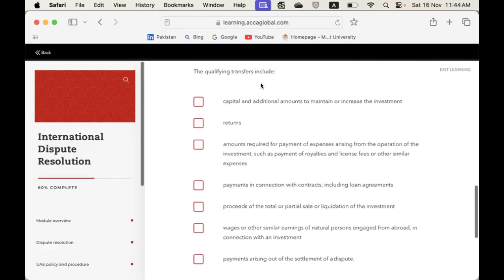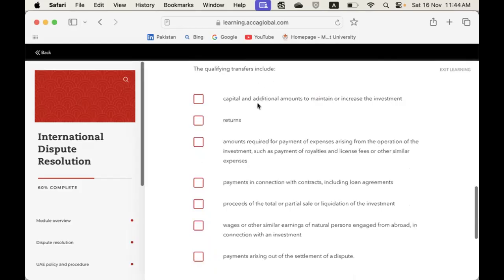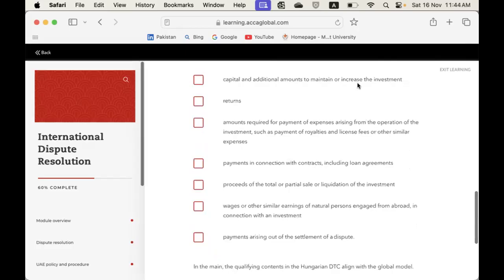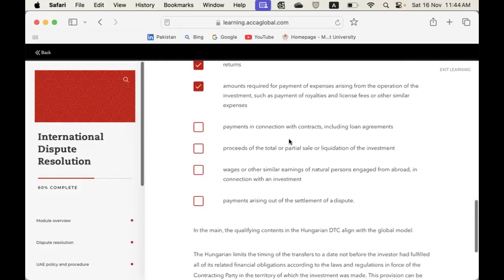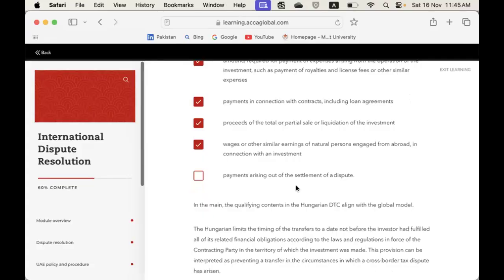The qualifying transfers include capital and additional amounts to maintain or increase the investment. Then the returns, meaning the profits, amounts required for payment of expenses arising from operation of the investment, such as payment of royalties and license fees or other similar expenses, payments in connection with the contracts, including loan agreements, proceeds of total or partial sale or liquidation of the investments. So basically capital contribution, wages or other similar earnings of natural persons engaged from abroad in connection with the investments. So personnel related payments, basically payments arising out of settlement of a dispute.